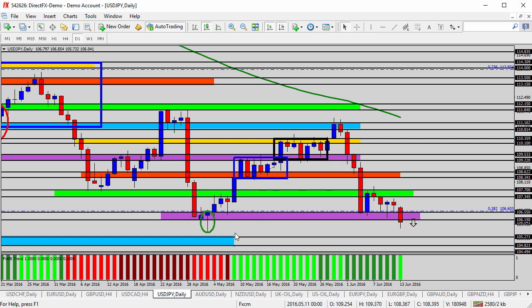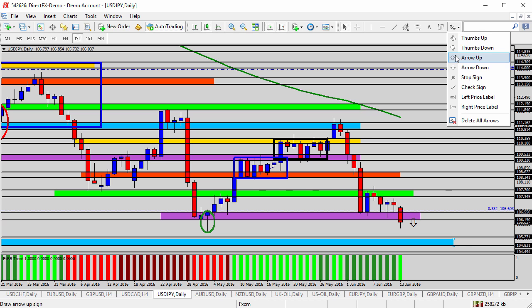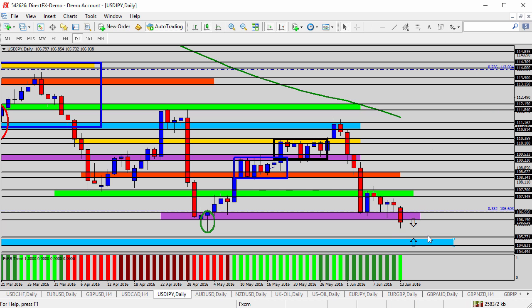The next place that we would look for the market to go would be down here towards the blue shaded area into the 105 level. Historically, that's the next area of support. So open and close underneath 106, let's head down to 105.